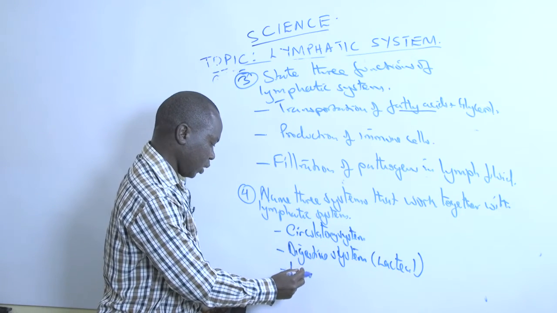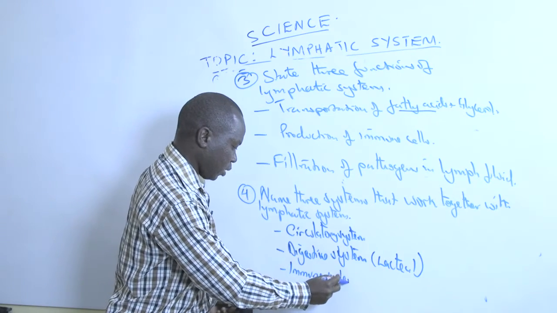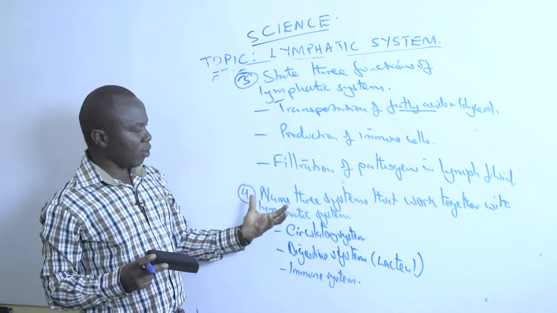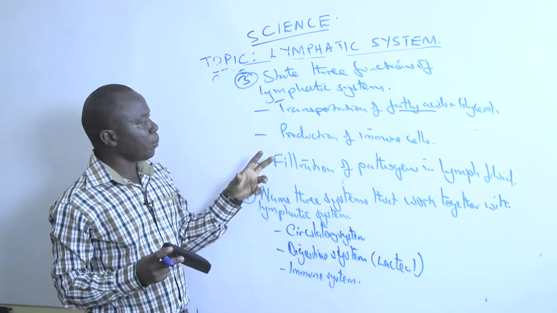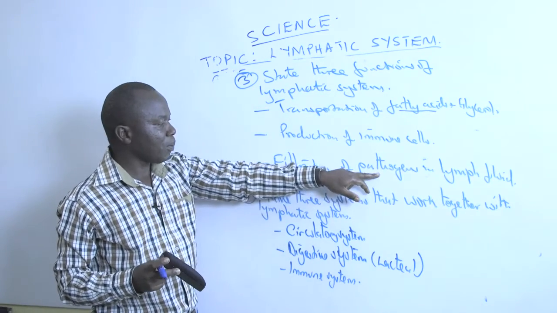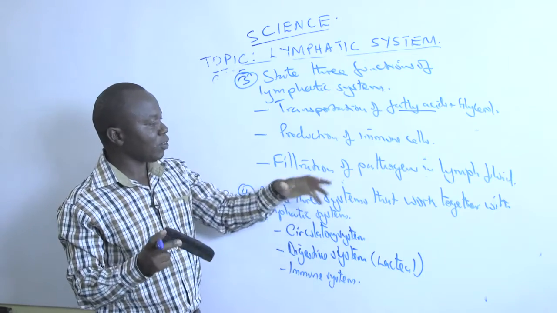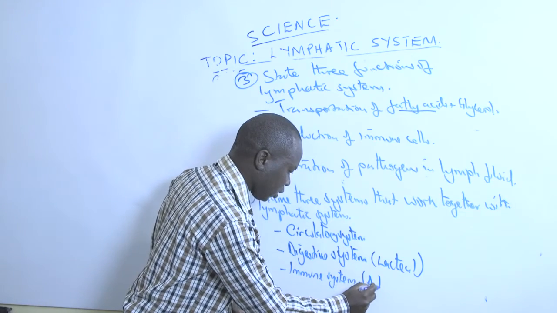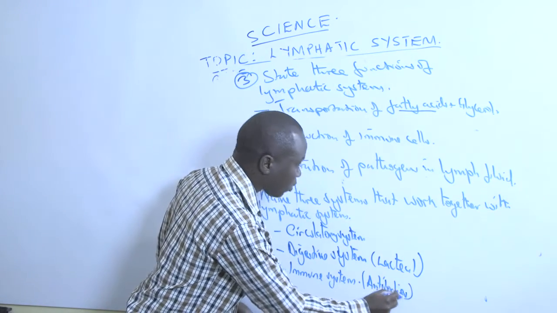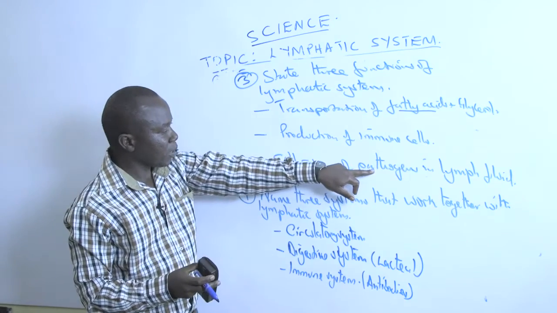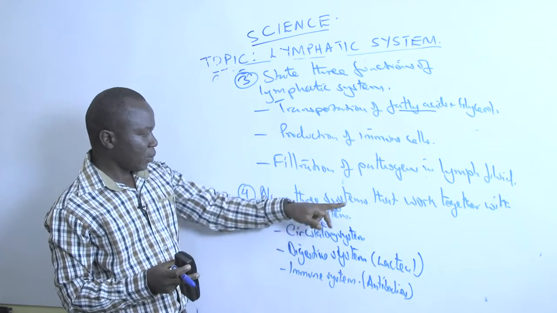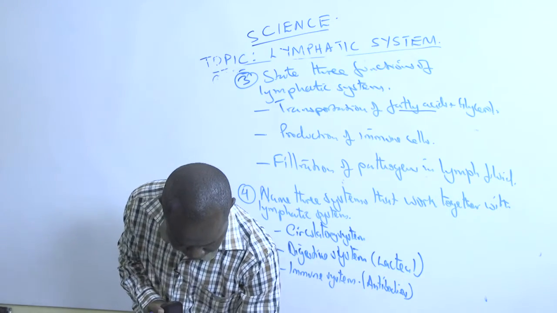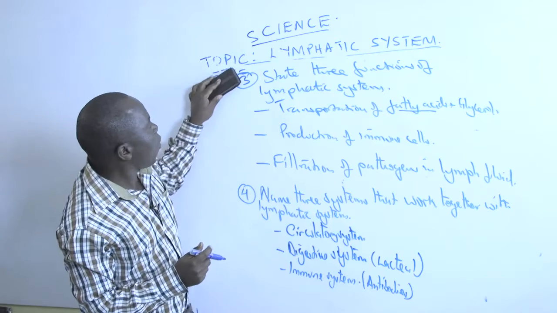Another one is the immune system. We have seen that the lymphatic system has lymph nodes. The role of lymph nodes majorly is to trap pathogens. Trapping is not enough for the pathogen, but it has to be destroyed. The immune system will come in through the use of antibodies, which will now destroy the trapped pathogen. So there is a link between the lymphatic system and the immune system. Question number 5. Explain why the lymphatic system is a one-way system.